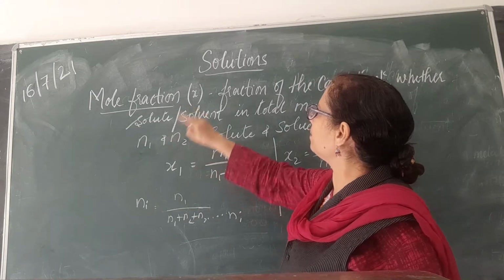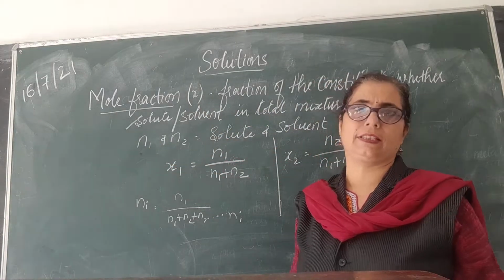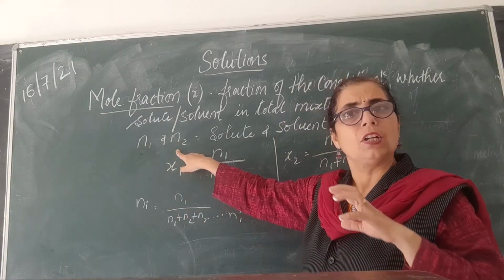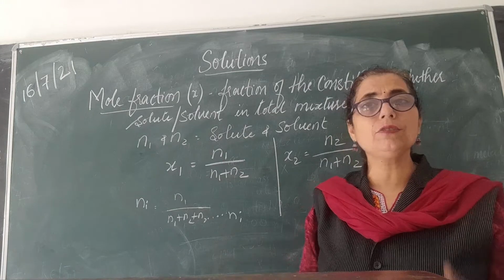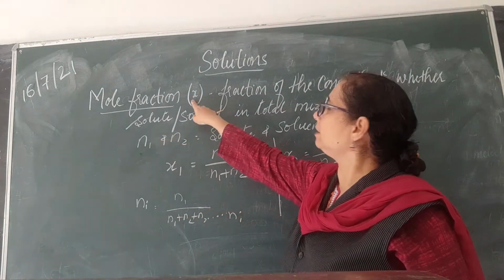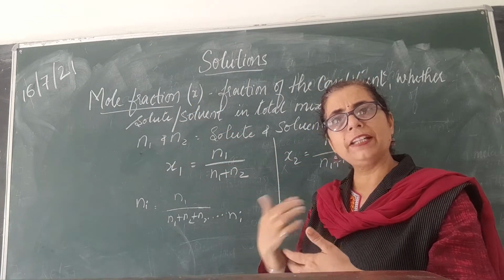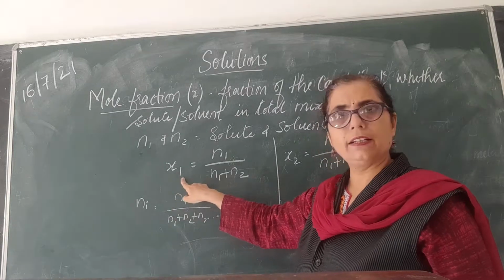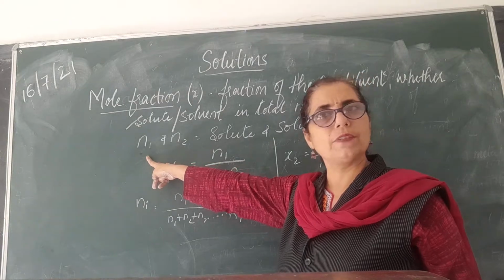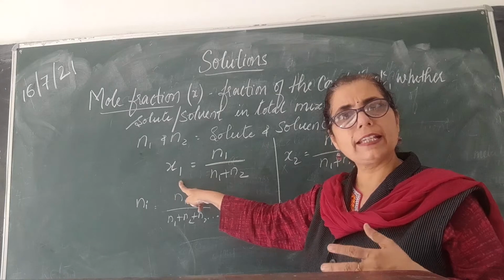So suppose N1 is the number of moles of solute and N2 is the number of moles of solvent that is present in the solution. To express the mole fraction, we use the term x, small x. Now finding out the mole fraction, x1 means we are talking about the solute, as N1 is the number of moles of solute. So the mole fraction of solute we express by x1.